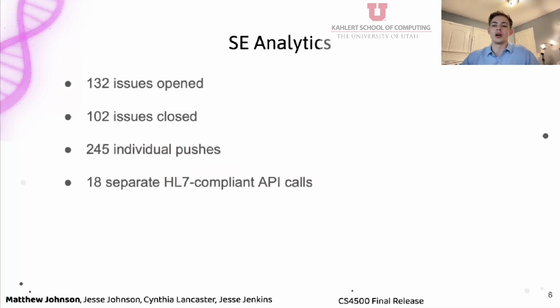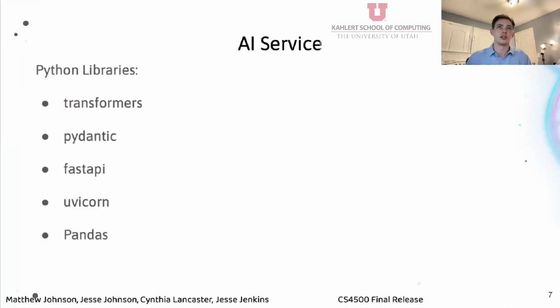Over the course of our project, we started our development in September of last year, and we've had 132 issues opened with 102 issues closed. So obviously we're still working on the project, and we still have future plans for it. We have 245 individual pushes by all 4 of our developers and 18 separate HL7 calls to our FHIR server. These are a few of the libraries that we ended up using for our AI service. We also used a service to translate some of the genetic data into the JSON.